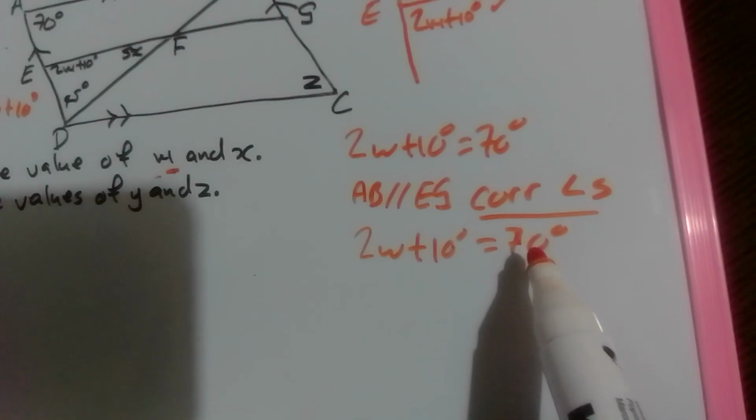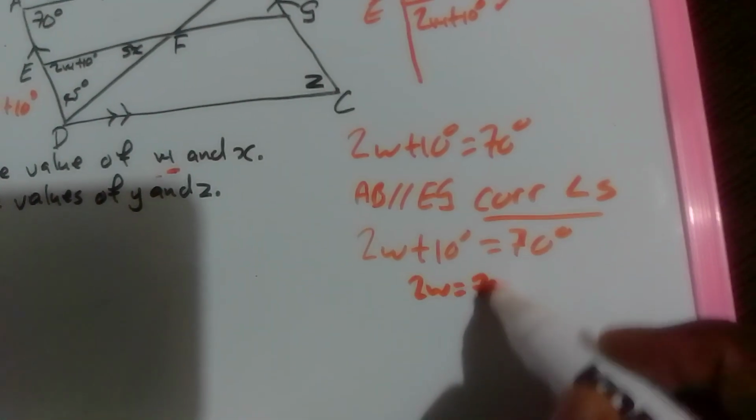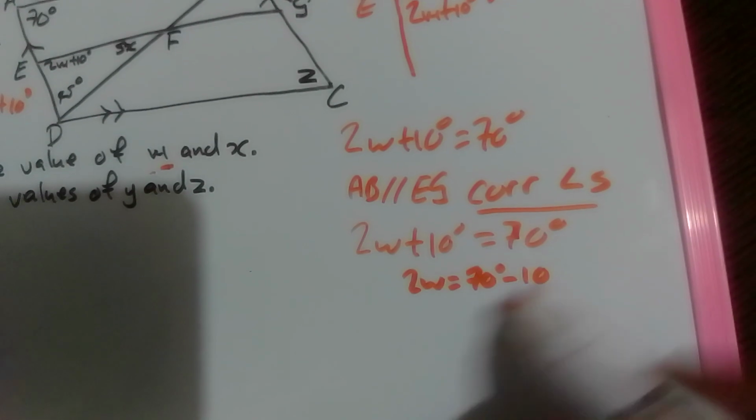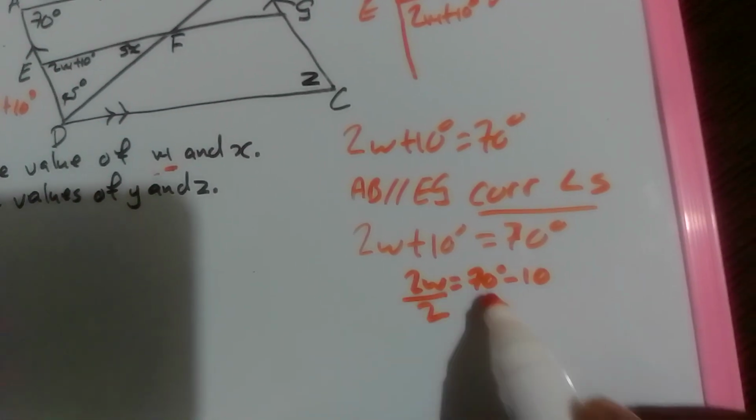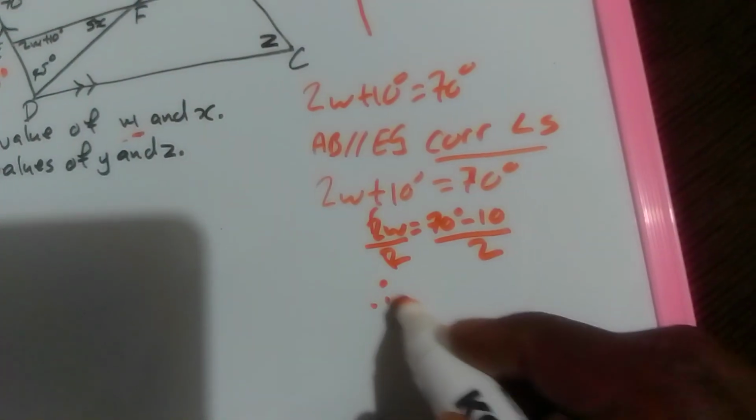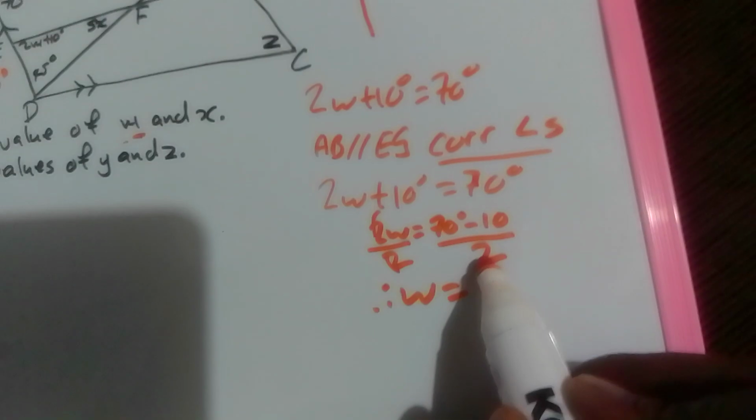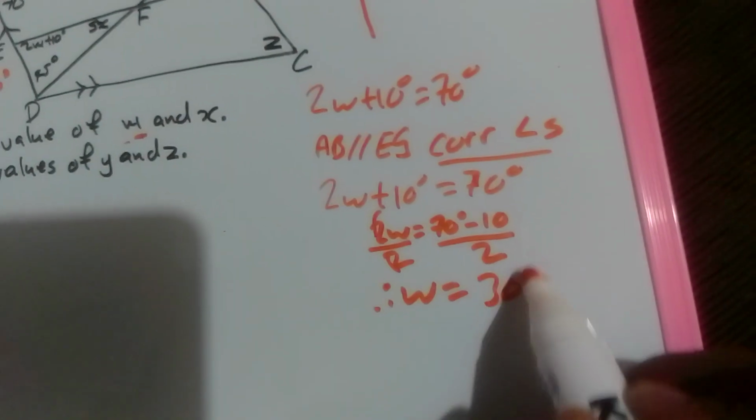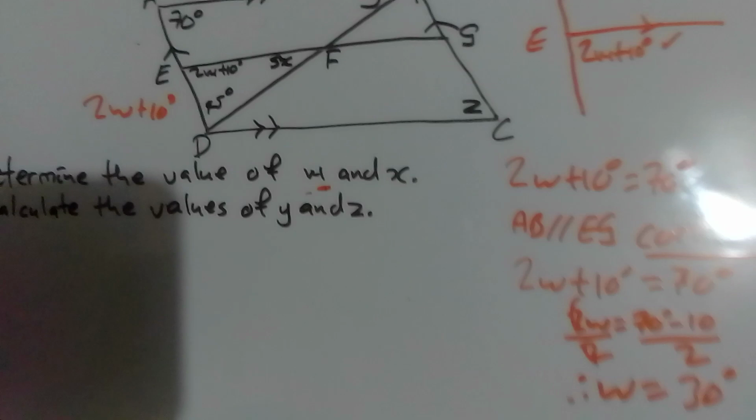10 and 70 are like terms. I transpose 10, so now I've got 2W is equal to 70 minus 10. And then I divide by 2. You punch your calculator, then you say, therefore, W is equal to 70 minus 10 is 60, and 60 divided by 2 is 30. So angle W is equal to 30 degrees. And voila, I found my answer.